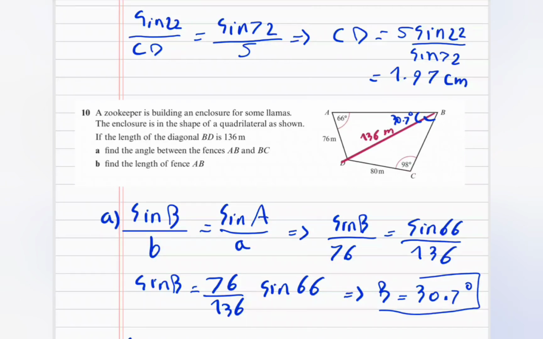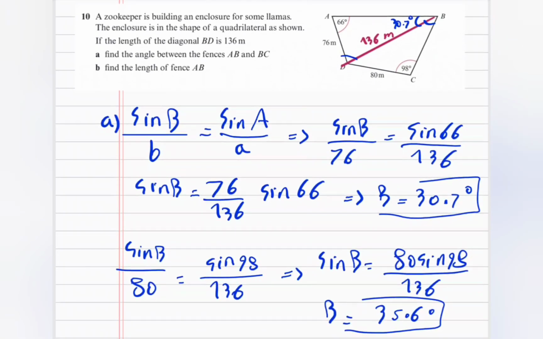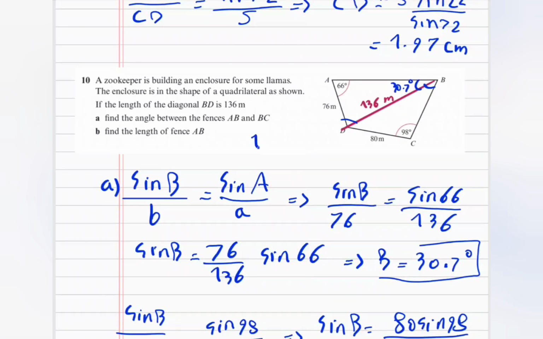Now in part B, we want to find the length of fence AB. This one is interesting because we can use both the sine rule and the cosine rule, but I'm going to use the sine rule because that's quicker. We can first find the size of this angle, and once we have that, we can set up the sine rule fractions and continue. So angle D is equal to 180 minus (66 plus 30.7). That's the first step, and we get 88.3 degrees. Now that we have angle D, the rest is very simple. It's just a basic sine rule.